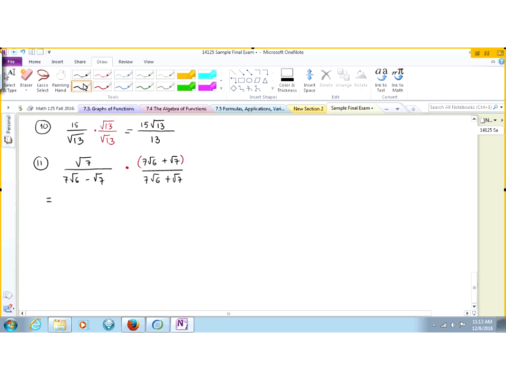So what do you have when you multiply? 7 square root of 42 plus square root of 49. What is square root of 49? 7, divided by, write it out. So 7 square root of 6 times 7 square root of 6. What's that? 49 times 6. Yes. Minus square root of 7 times square root of 7. 7. Yes. So let's see what this is. 7 square root of 42 plus 7.